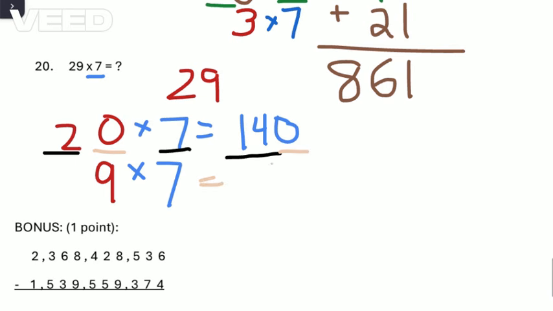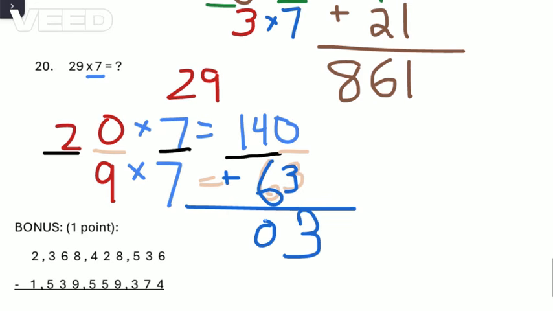And now we're going to add, let me make it a little bit darker, 63. And now we're going to add these numbers, and we get 0 plus 3 is 3. 4 plus 6 is 10. We write the 0 from 10 down below, carry the 1 from 10 in the next column. 203 is your answer. Thanks, class.